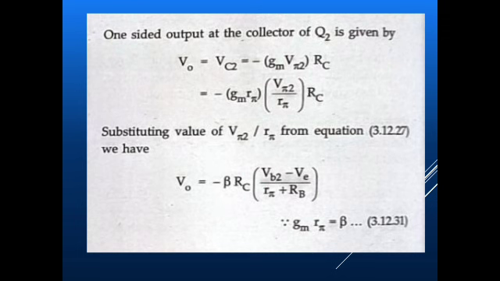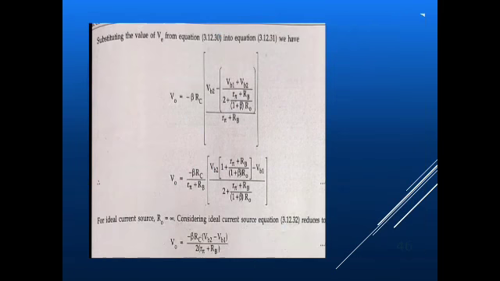By substituting the values of V pi 2 by R pi, you will get V0 in terms of beta times Rc into Vb2 minus Ve divided by R pi plus Rb. And instead of VE, you have to substitute the value that we have already arrived at. So from that, after simplification, we have V0 equal to minus beta times Rc into Vb2 minus Vb1 divided by 2 into R pi plus Rb. Okay.